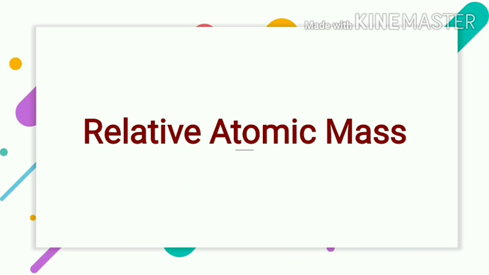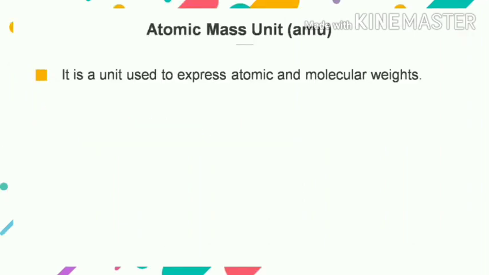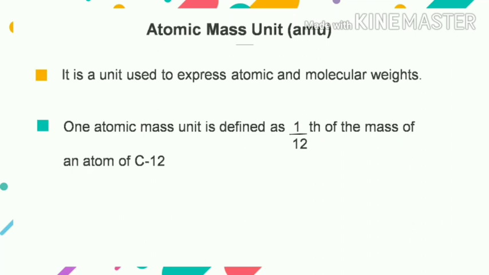Then in 1961, the stable isotope of carbon, that is carbon-12, was selected as a standard, and atomic mass unit was selected for expressing the atomic masses of various elements. Atomic mass unit is a unit used to express atomic and molecular weights. And one atomic mass unit is defined as 1/12 of the mass of an atom of carbon-12.